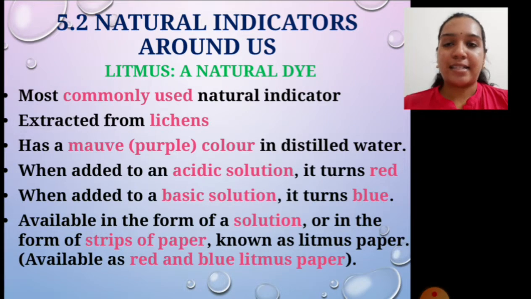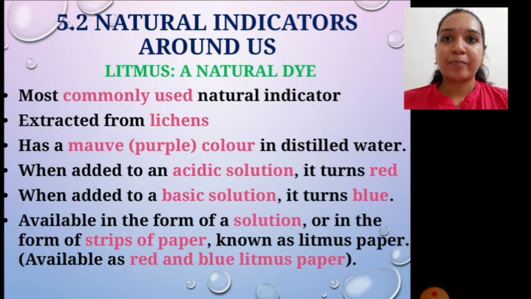Litmus is the most commonly used acid-base indicator. As we just discussed, it is extracted from lichens. Lichens are a symbiotic relationship of both algae and fungi. They are living organisms where there is a symbiotic relationship of both algae and fungi. You will learn about this more in your further classes.